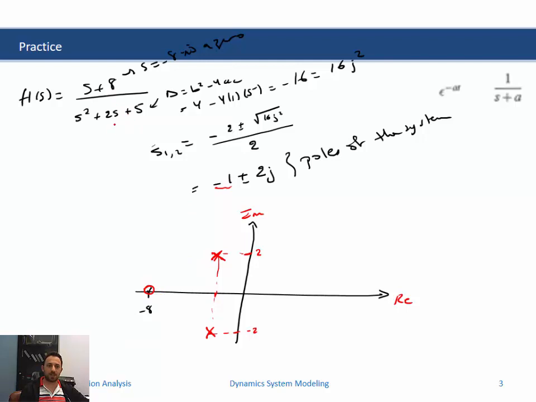Remember in this case, if we look over the Laplace table, or we perform the inverse Laplace, this will give some oscillations. Remember this.